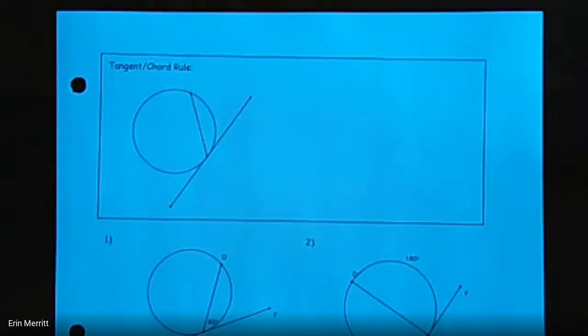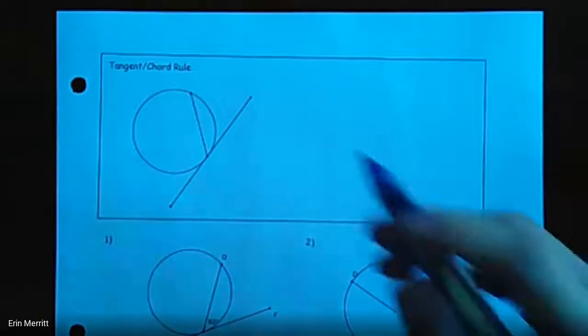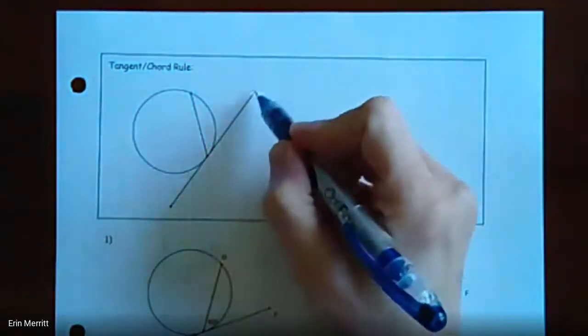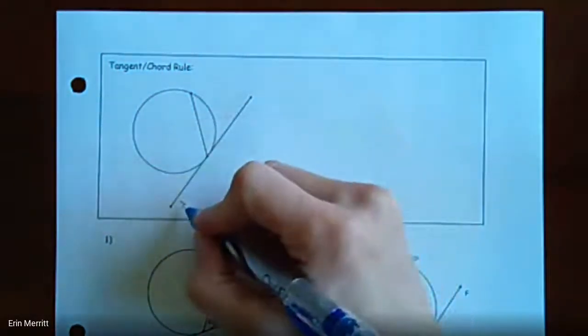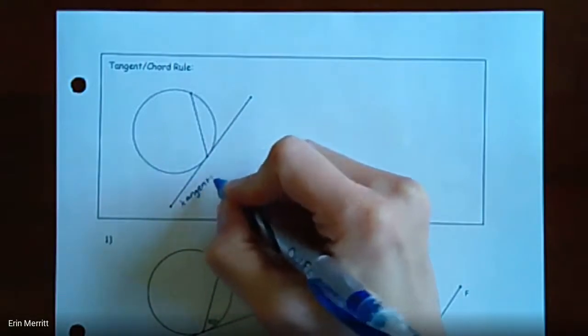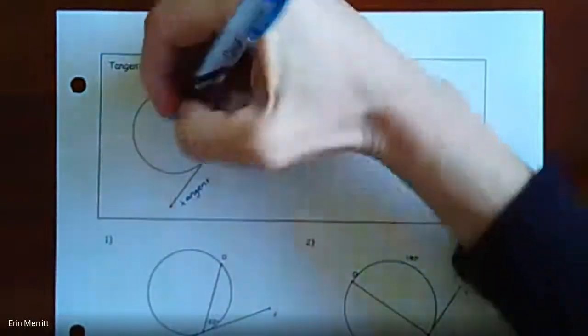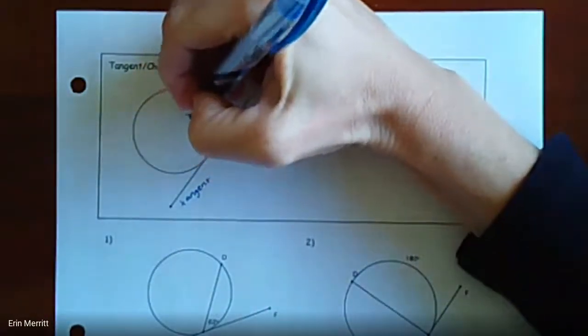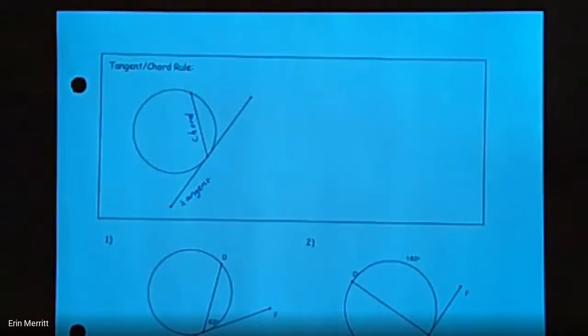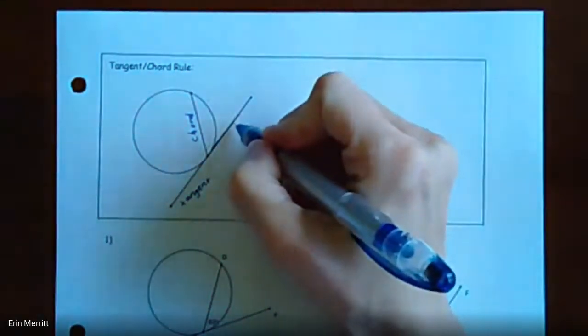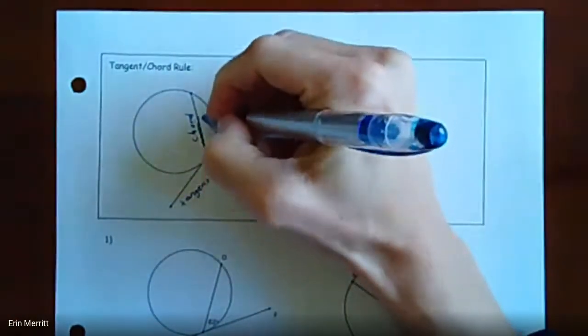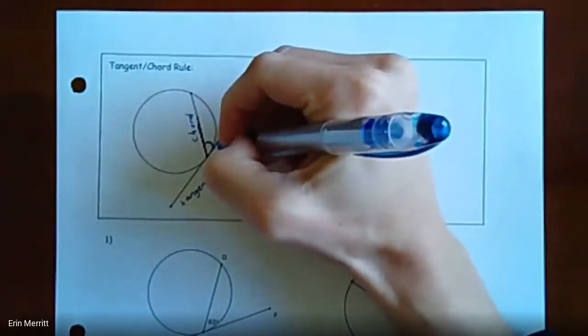All right, the second part of the day 2 notes has to do with the tangent chord rule. So when you look at the picture, remind yourself, the segment that just hits at the one spot, that's your tangent. And then the segment that goes from one end of the circle to the other, that's your chord. So when we talk about a tangent chord rule, we're talking about the angle that's formed between the tangent and the chord. So like as an example, we're talking about this angle right here.